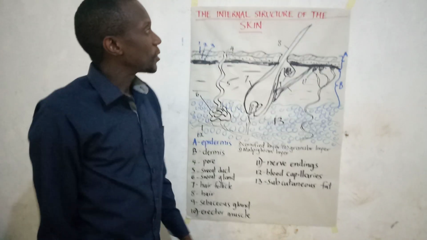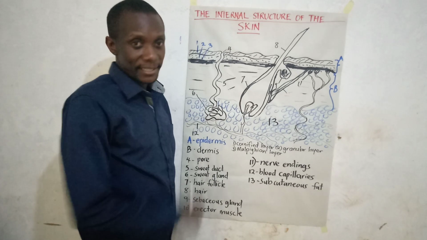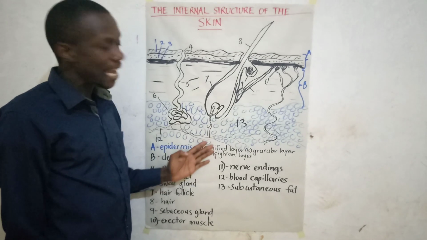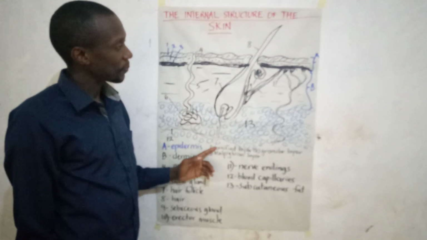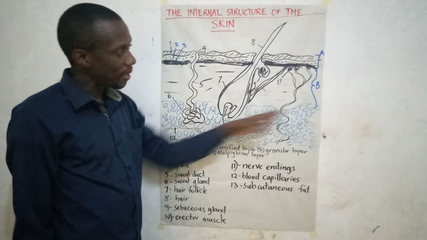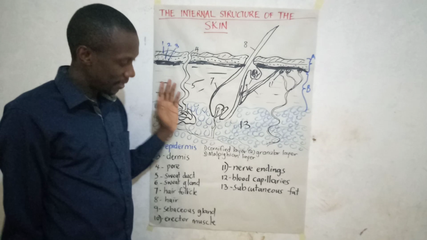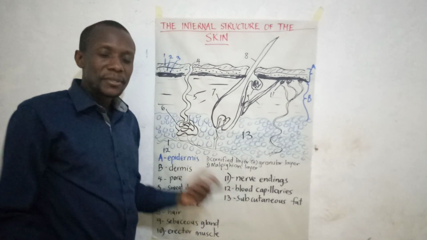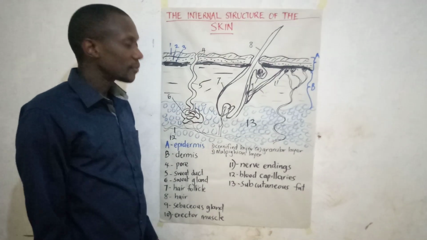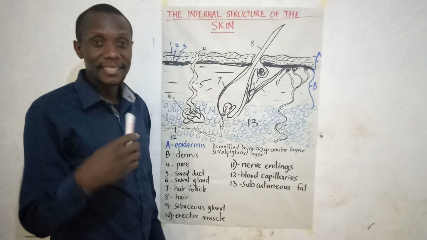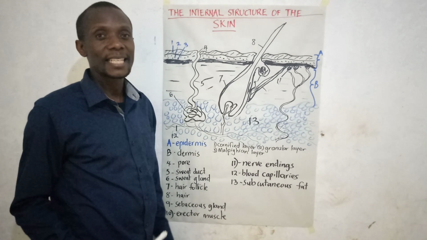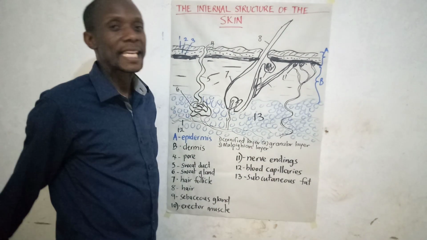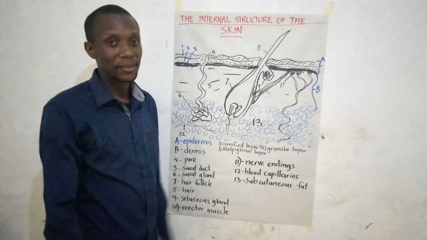Right now we are going to look at the skin. We're going to look at the internal structure of the skin. We shall look at the function of the basic parts of the skin. We shall look at the uses of the skin. We shall look at the disorders of the skin, diseases of the skin, the good health habits of the skin, and the bad health habits of the skin.